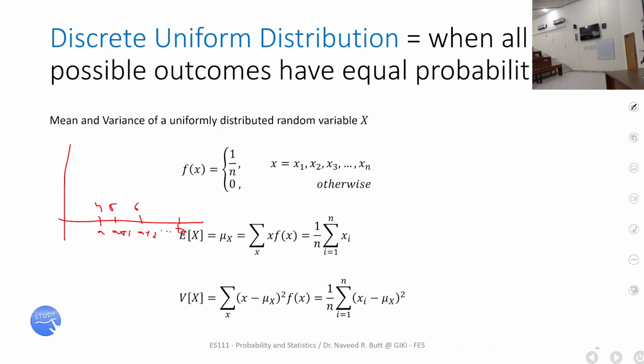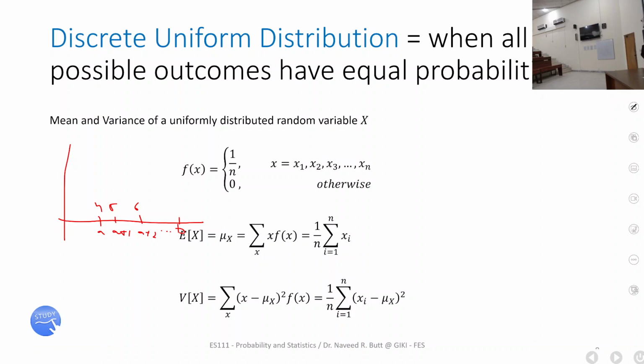In case of rolling a die, are they consecutive integers? The possibilities are 1, 2, 3, 4, 5, 6. Are they consecutive integers? Yes. What is the a? A is 1. B is 6. So here now we are going to write the general case for that.